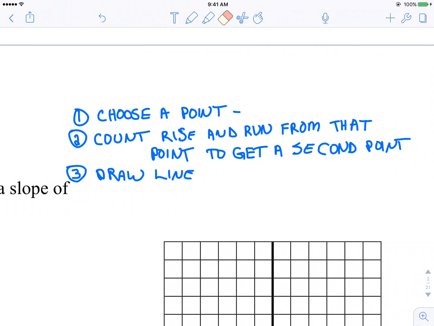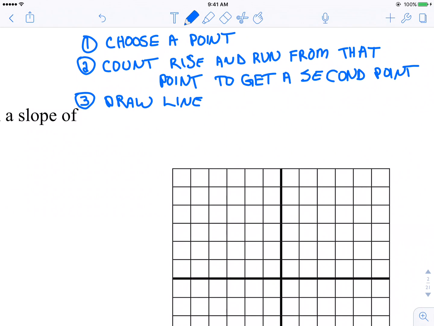It says step 1, choose a point. Choose some kind of point on your coordinate grid. From that point, count the rise and run to get a second point. And then step 3, draw your line. Now, you can get a line between any 2 points. Between any 2 points, I could draw a straight line. Always, always, always. It doesn't matter where those 2 points are. I could get a straight line.